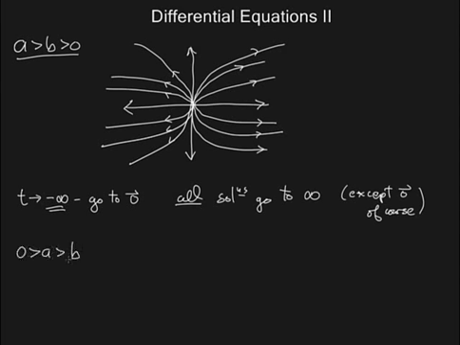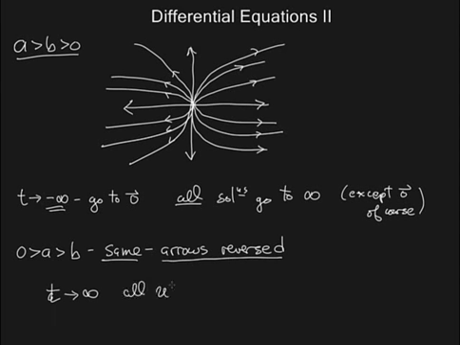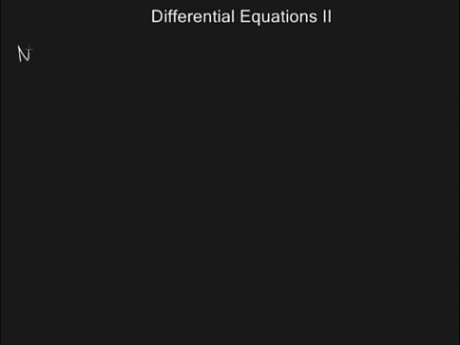So what about the opposite case where a and b are both negative? Well, it's the exact same picture. You just turn all the arrows around. So they're all pointing in towards 0. And as t goes to infinity, all solutions go to 0. Okay, so that's, in some sense, most cases. How do you find a neutrally stable case?